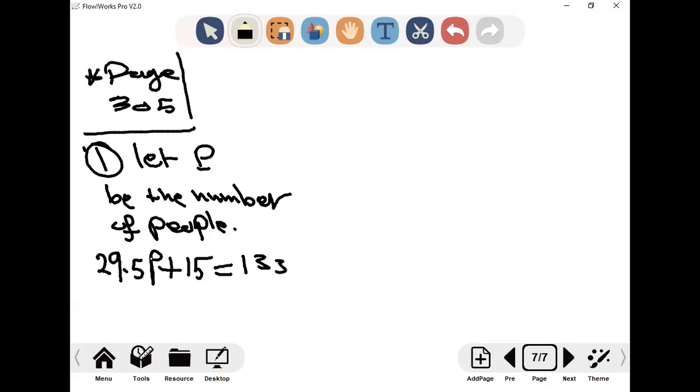29.5 P plus 15 equals. Now what do you need to do in your homework? They want the total of the money. Do we have the money and subtract it from it, or do we need to know the total of the money for these people? The total of the money.